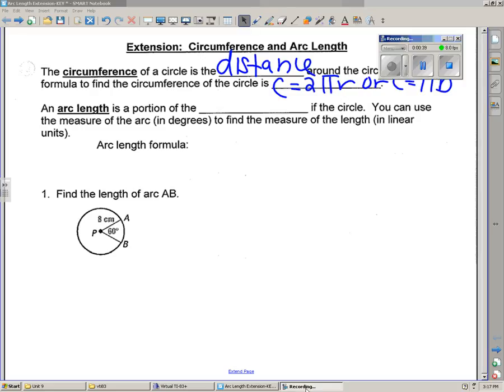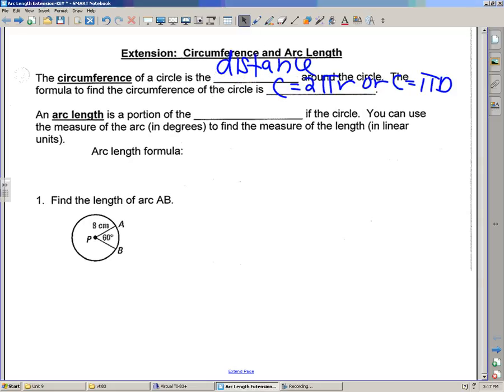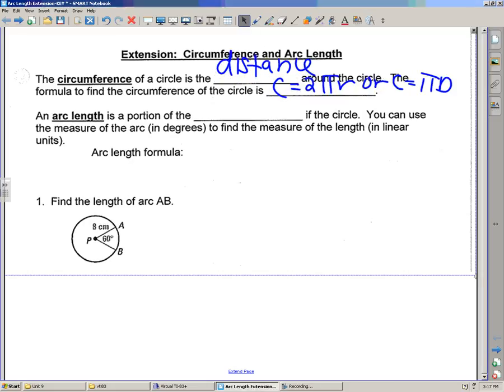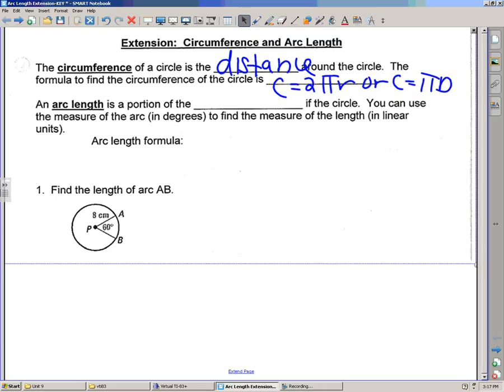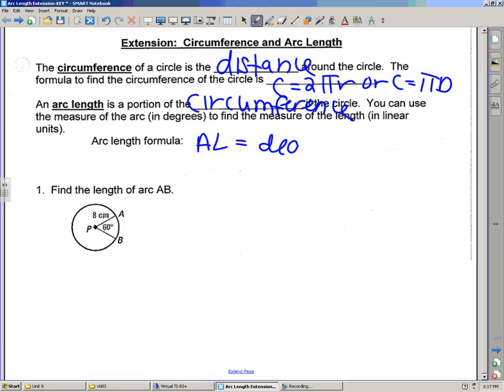Okay, still going. All right, so the arc length is a portion of the circumference of the circle. You can use the measure of the arc in degrees to find the length of the arc in linear units. So arc length, which we abbreviate as AL, is going to be the degree of the arc out of the full circle, which is 360 degrees, multiplied by the circumference.